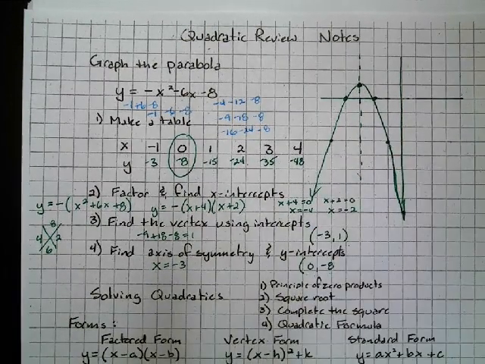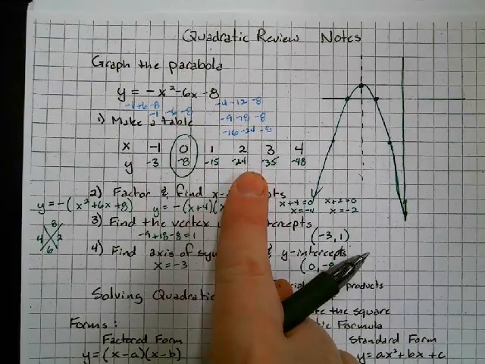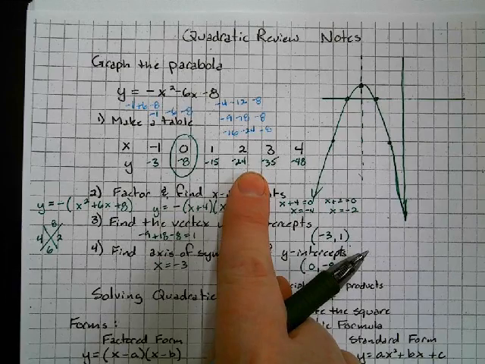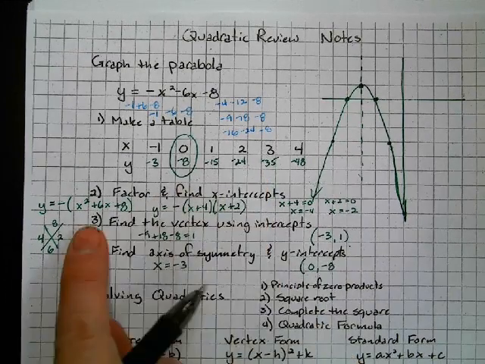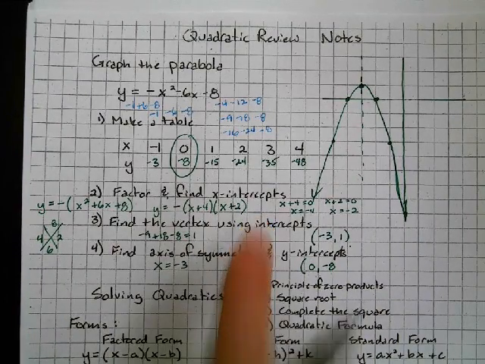All right, so don't just start randomly with a table. It doesn't help because you don't know if you're actually going to find your intercepts, and that's what you're really looking for. So factoring to find your intercepts is usually a pretty good idea. All right, let's move on.